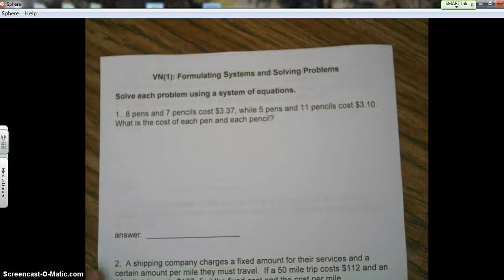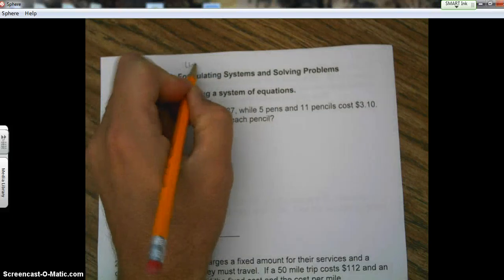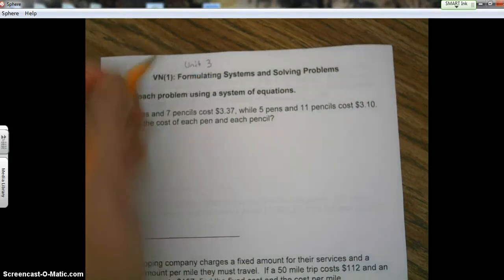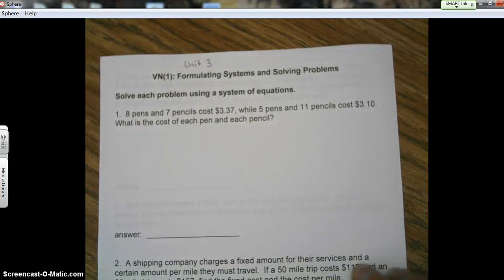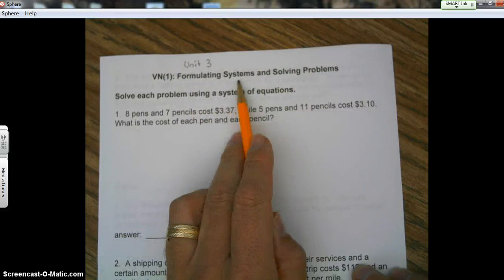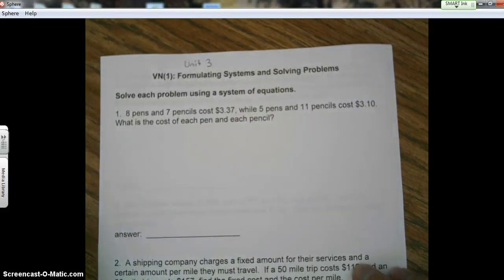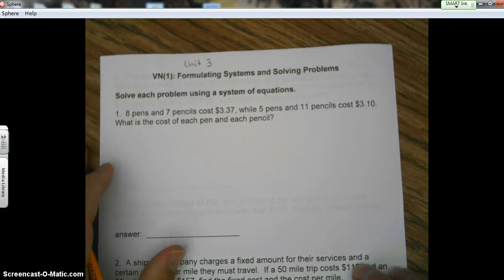Hey guys, this will be our first video note for Unit 3. So we're starting a new unit. We're talking about systems. One of the TEKs is formulating or writing systems from word problems, and another TEK is solving them. So we're going to do this in two parts. Today we're going to just set up the equations, and then the next video I do will be on solving them.